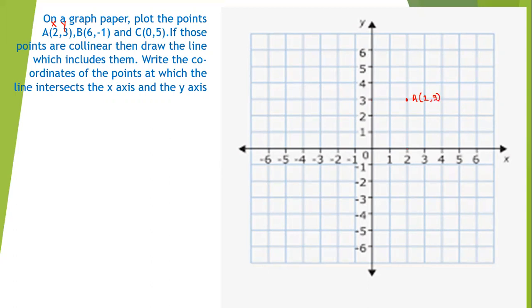Now, the next point is B, and the coordinates are 6, -1. So the x coordinate is 6 and the y coordinate is -1. So the point will come over here, right? 6 and then -1. So here we will write B, and then we will write the coordinates in the bracket, 6, -1.